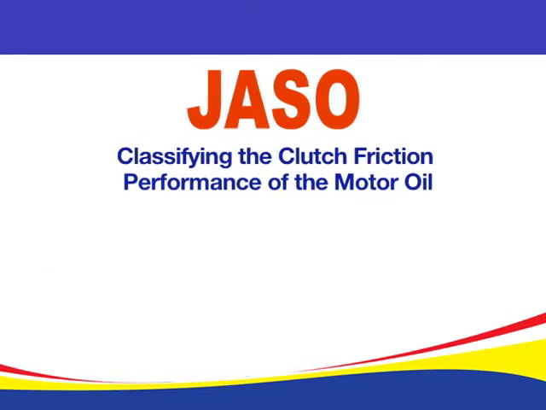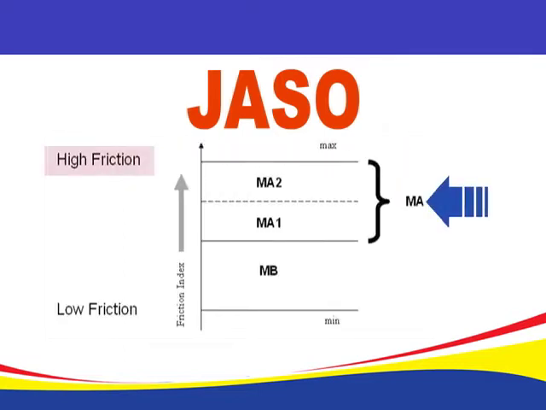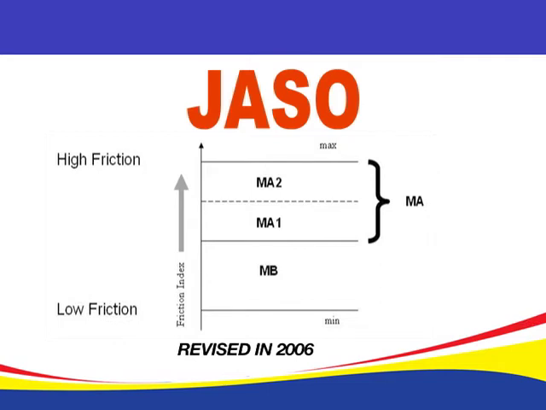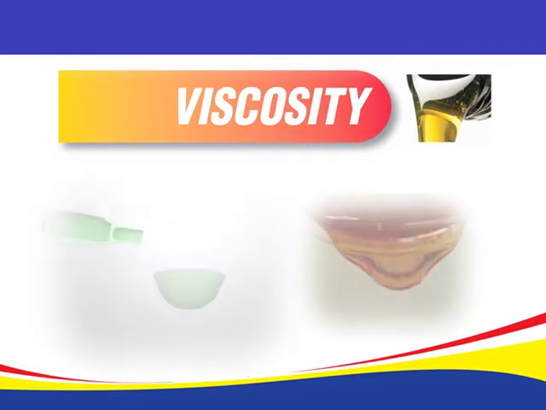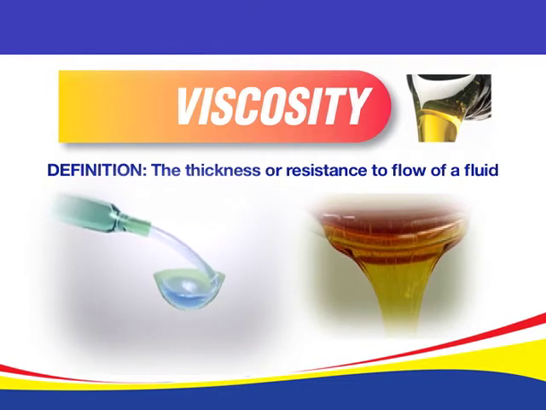JASO is mainly concerned with classifying the clutch friction performance of the motor oil. Notice on the chart, JASO MA is high friction, while JASO MB is low friction. This chart was revised in 2006. MA1 now represents low MA friction, while MA2 represents high MA friction. Our last defining characteristic of oil is viscosity. Viscosity is defined as the thickness or resistance to the flow of a fluid.